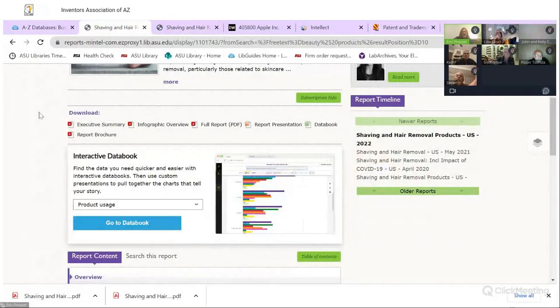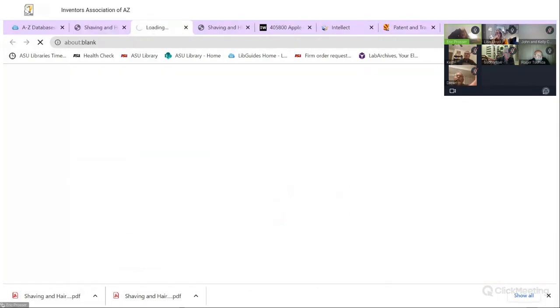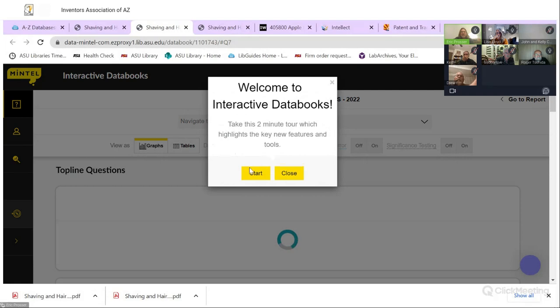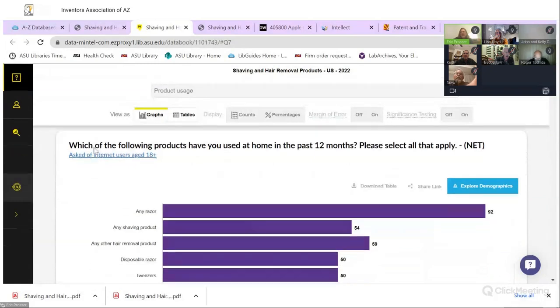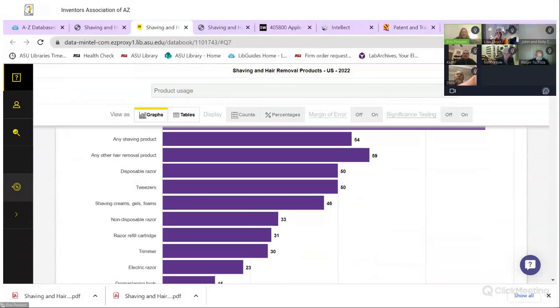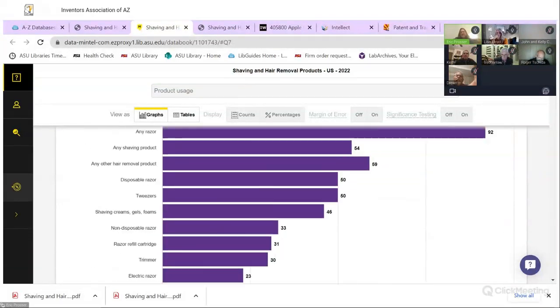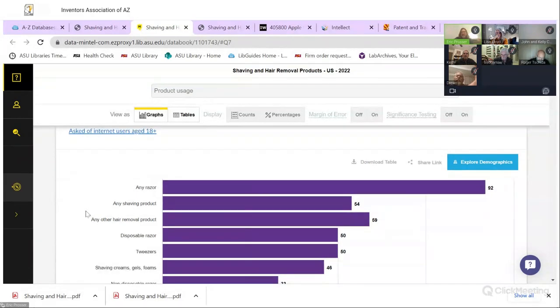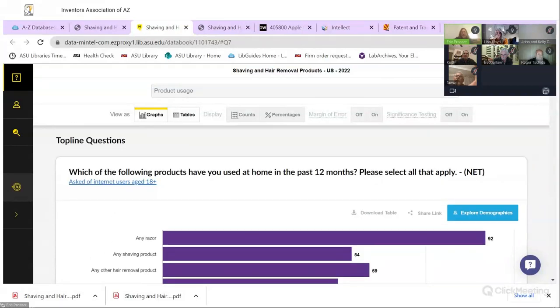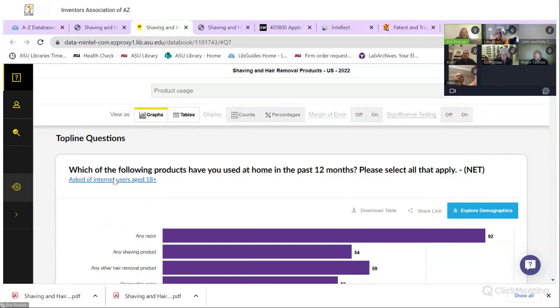Other things that are in there is, you can go to the data book. And this thing, basically, I haven't delved into this a lot personally. I'd say I have a shallow knowledge of it. But when you get into it, I don't need to do the tour right now, but essentially it allows you to get in there and look at surveys about how people are using things, what they're using, what they prefer to use. And so like here, here are people who've used this in the last 12 months at home, right? And so, yeah, 92% of adults have used a razor in the last month.